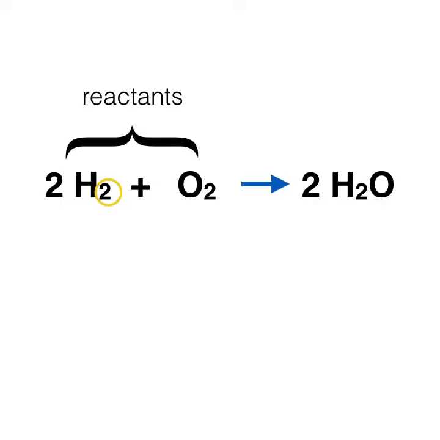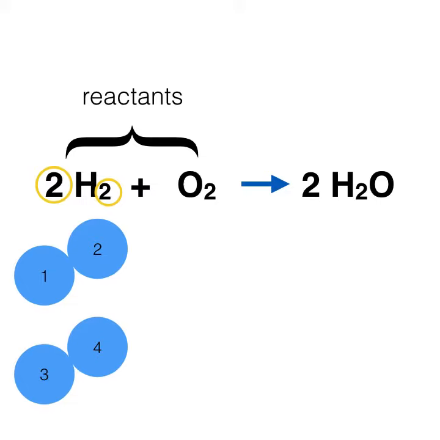The subscript 2 tells us that there are two atoms of hydrogen in the molecule molecular hydrogen. This will represent our molecular hydrogen. Now, the 2 coefficient in front of the molecule tells us that there are two molecules of hydrogen in this reaction. So we'll add a second molecule. Now onto the oxygen. Once again, the subscript 2 tells us there are two oxygen atoms in molecular oxygen. Since there's no coefficient, we know there's only one molecule involved in the reaction.